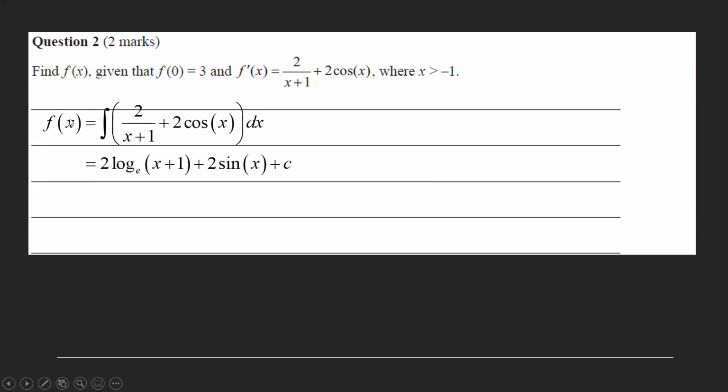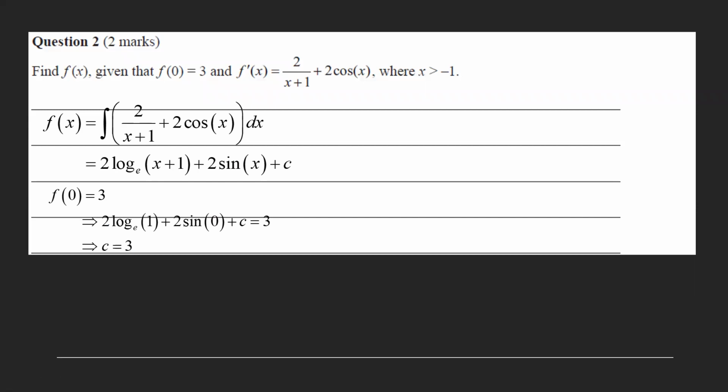The very first step, integrating to get the antiderivative plus c. You need the plus c here. If you don't put plus c here, your remaining working will be invalidated. Now, integrating and substituting. Sub in x equals 0 and y equals 3. In this case, f is 3 to get your c value. Notice that once you substitute x equals 0, you will get 2 log e 1 and 2 sine 0. Both terms are zeros, so the c value is simply 3.